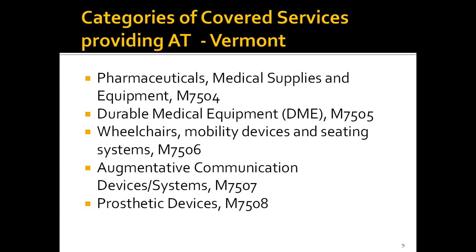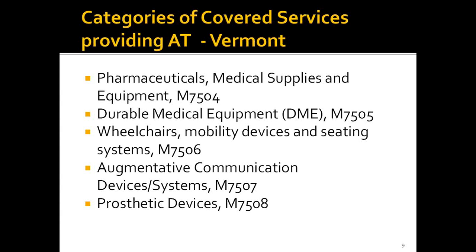Durable medical equipment, as Sam pointed out, which is sort of, when we talk about Medicaid funding of assistive technology, primarily we're talking about durable medical equipment. Wheelchairs, mobility devices and seating systems, augmentative communication devices and systems, and prosthetic devices.